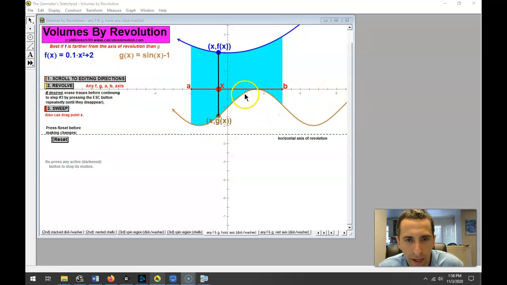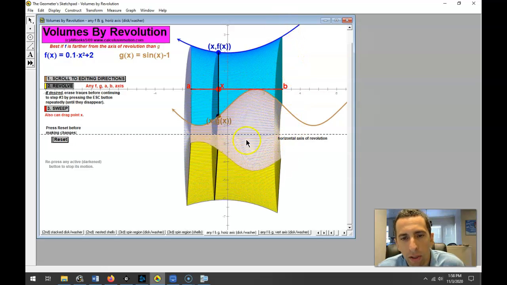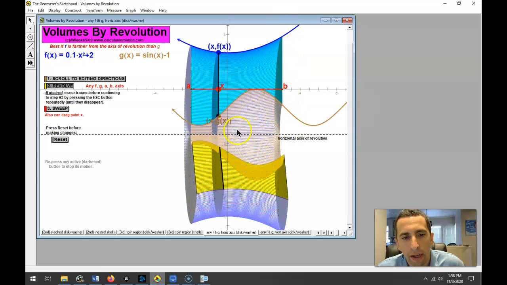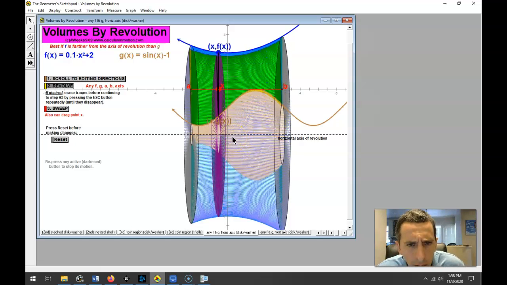Here we have some f of x and some g of x in blue and then in brown here. We're going to try and come up with an equation. So let's see what's going on here. We take this area and we rotate it around in a circle around that axis. Here it looks like the line's about y equals -2.5 or something.